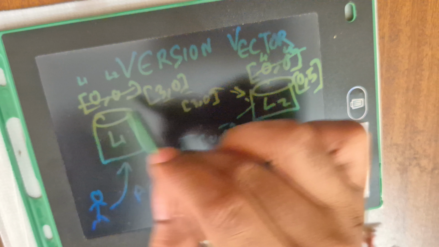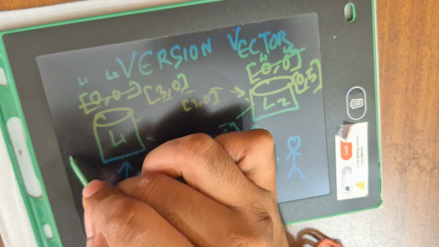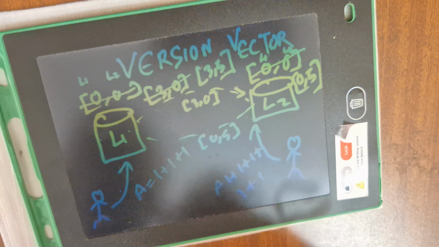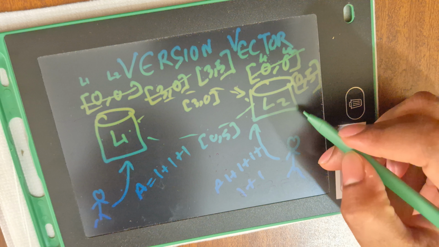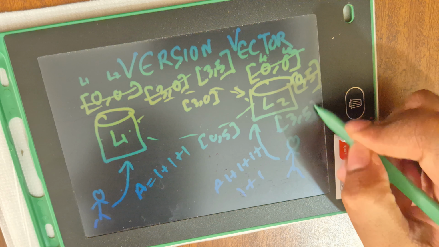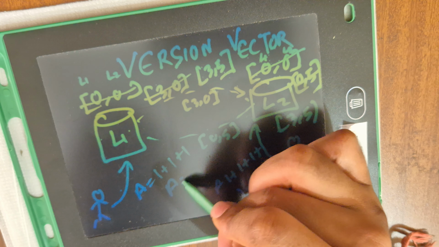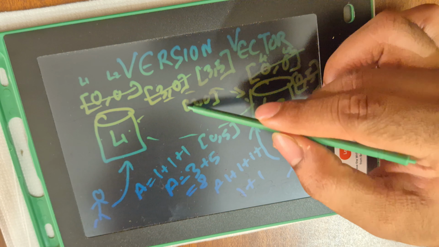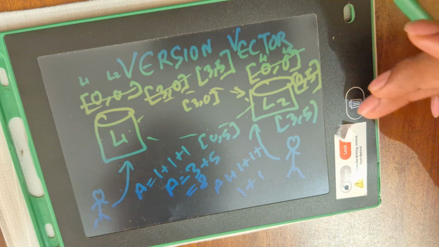So he updates his version vector from 3 comma 0 to 3 comma 5, and similarly this guy also updates his version vector to 3 comma 5. So now total A equals 3 plus 5, which is 8. This is how version vector actually works. They maintain an array with one entry per leader, and the number of updates is counted in each entry.